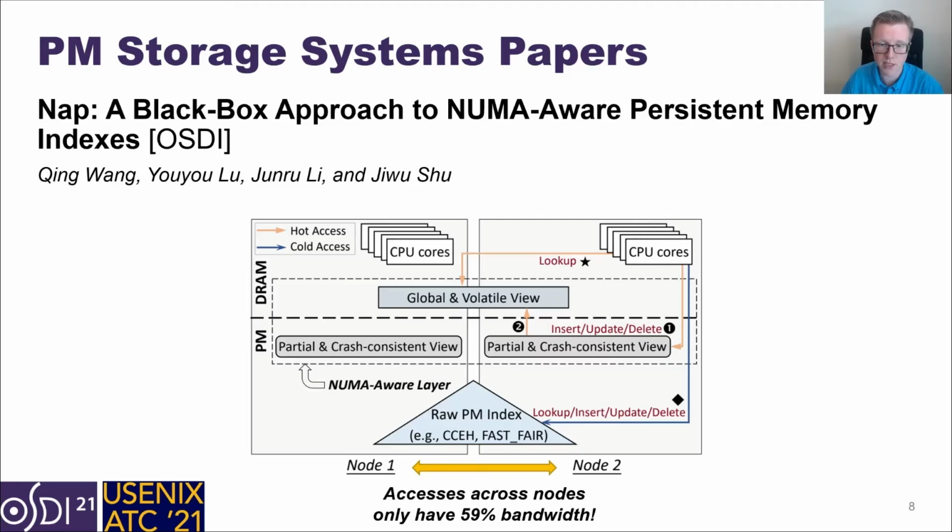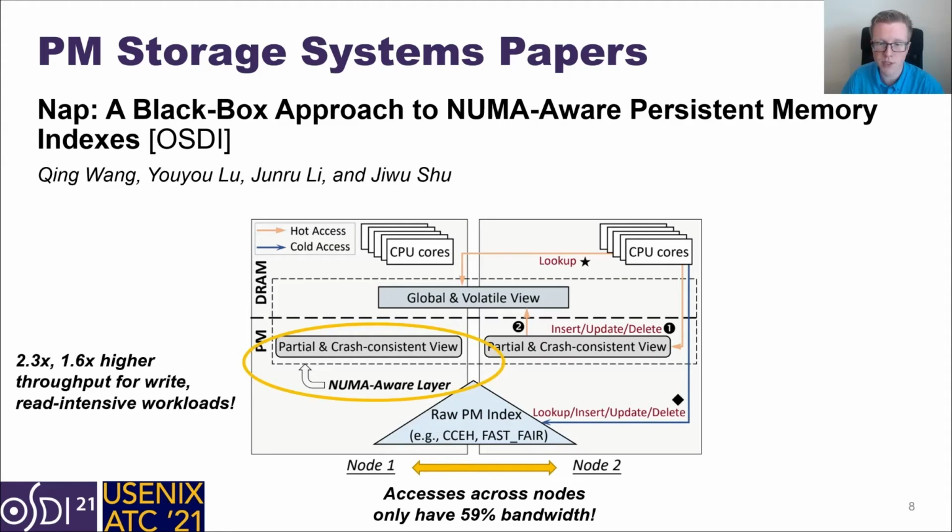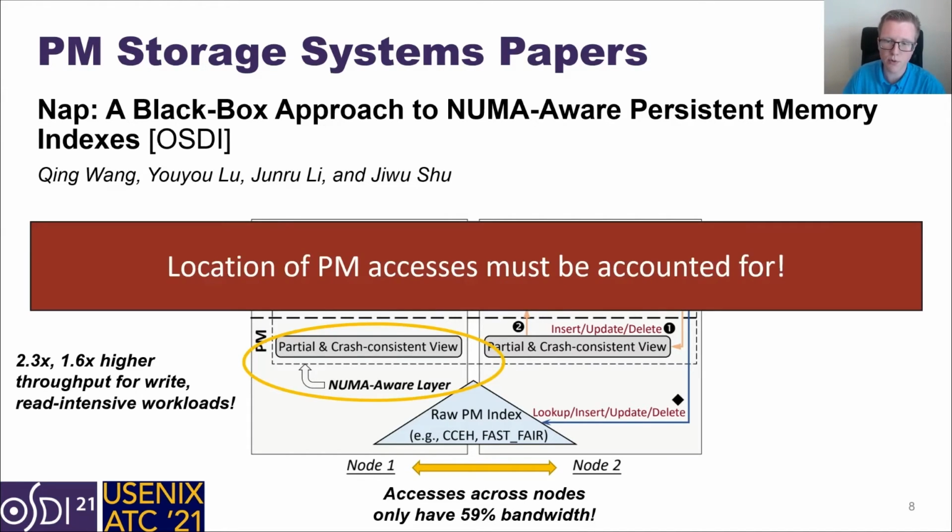So the authors present a NUMA-aware adaptation layer, which automatically makes concurrent persistent data structures NUMA-aware by locating hot accesses on local nodes to avoid remote NUMA accesses as much as possible. This paper ultimately addresses the importance of accounting for the location of persistent memory in the system, as this has a major impact on the performance of systems built on top of persistent memory modules.